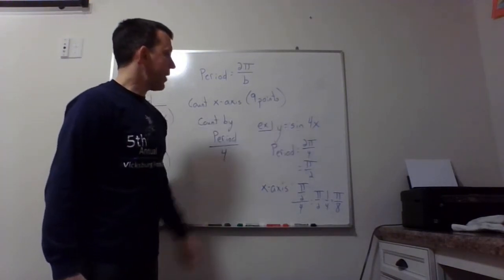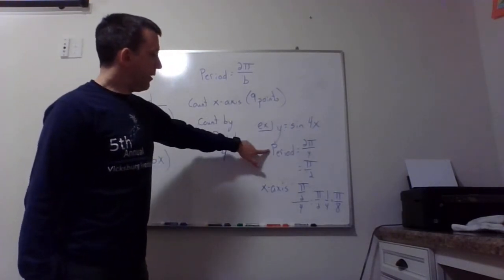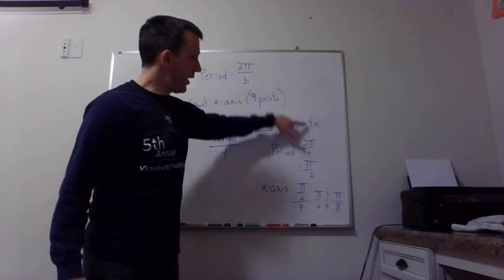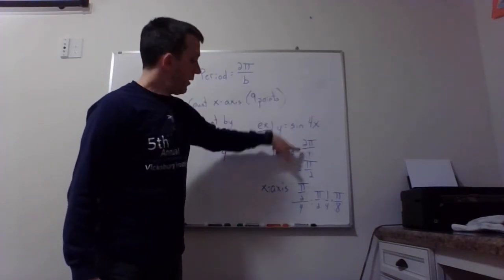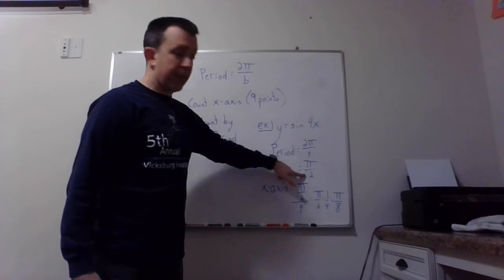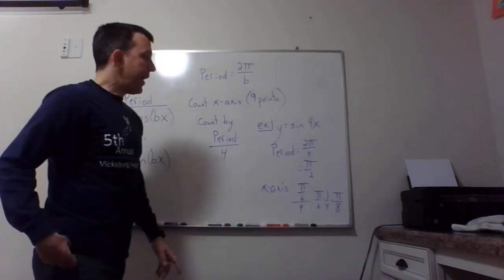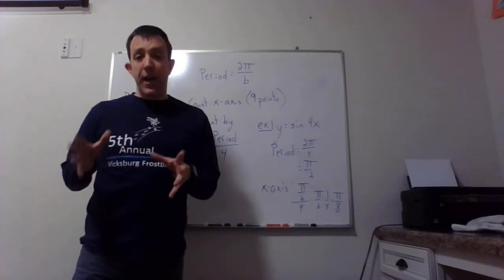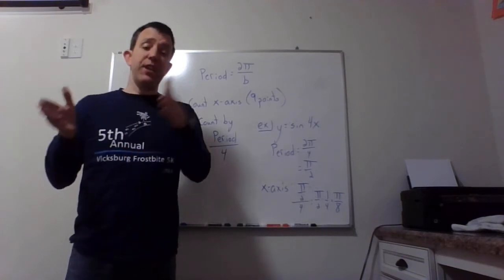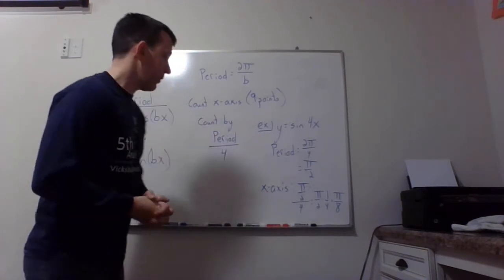Let's look at y equals sine of 4x. My period here is 2 pi divided by that 4. If you do that, 2 over 4 reduces down to a half, so we get pi over 2. That is my period. That means this graph will start repeating itself when you get to pi over 2, and it'll do the same thing over again.